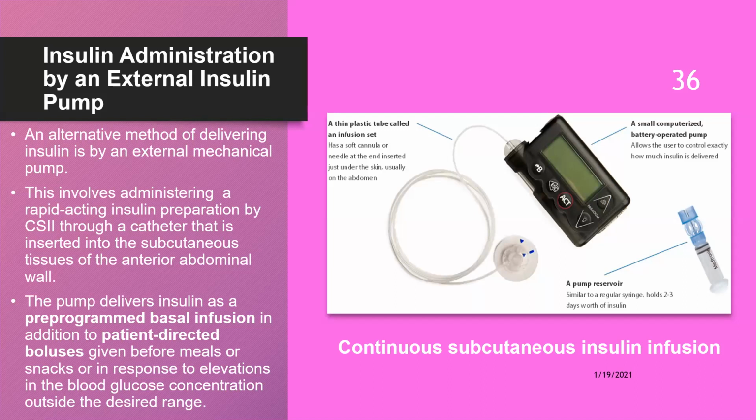Here you can see this is about the insulin pump, insulin administration by an external insulin pump. This is an alternative method of delivering insulin by an external mechanical pump. This involves administering a rapid-acting insulin by continuous subcutaneous insulin infusion through a catheter that is inserted into the subcutaneous tissues of the anterior abdominal wall. The pump delivers insulin as a pre-programmed basal infusion in addition to patient-directed boluses given before meals or snacks or in response to elevations in the blood glucose concentration outside the desired range.